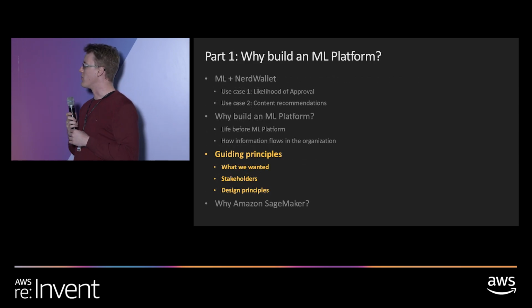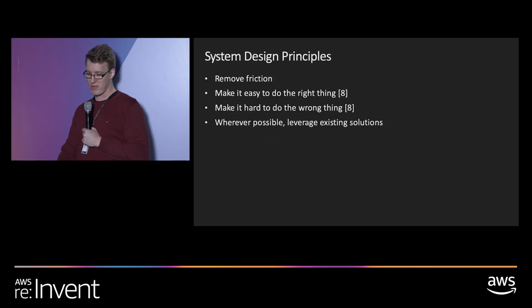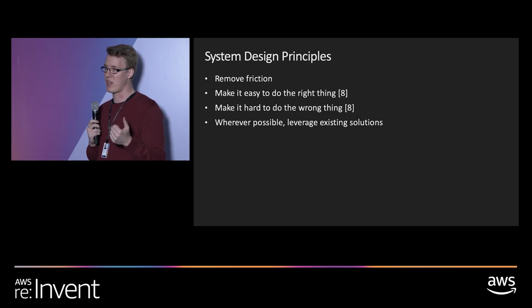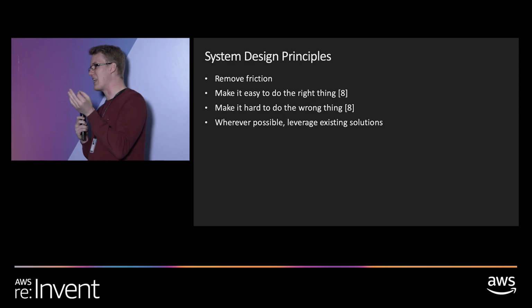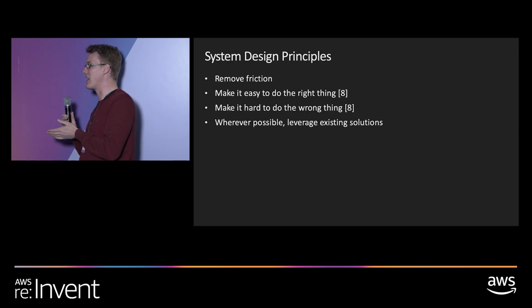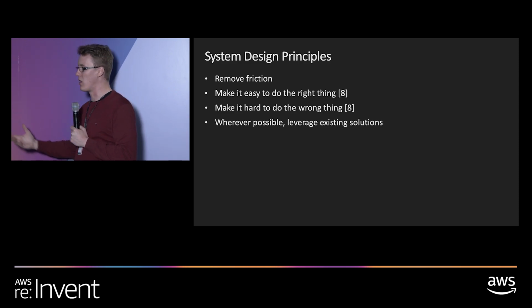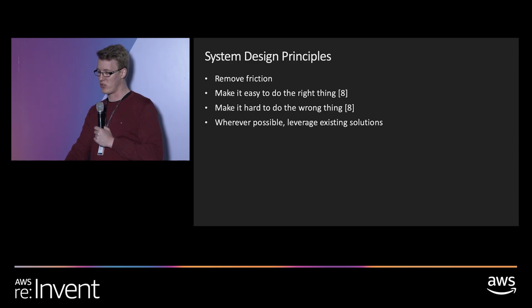Let's have a quick look at some guiding principles. What we wanted, and some of the design principles that we placed on ourselves. The system design principles we went for: we wanted to remove friction, so those 3 sources of friction, scaling beyond a laptop, etc. We wanted to make it easy to do the right thing, and difficult to do the wrong thing. And finally, and this is a key part of the talk, wherever possible, we wanted to leverage existing solutions. We have a limited number of people, and we want to achieve a lot. So we have to be intelligent about the technology choices that we make.